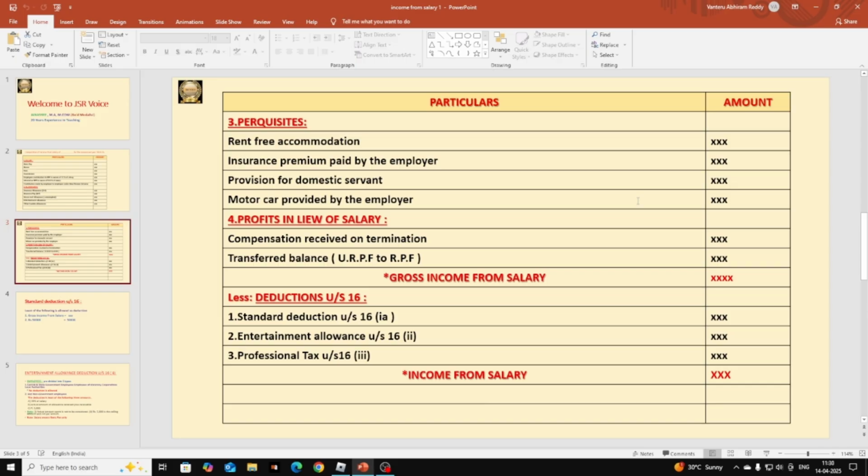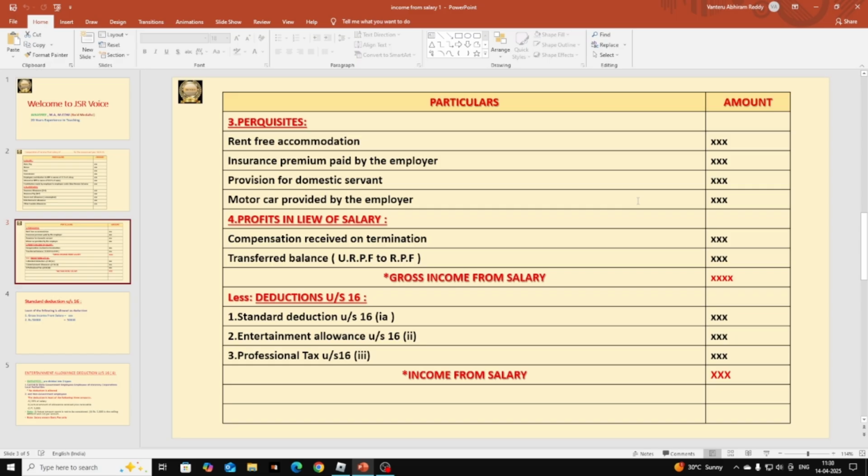Employer is providing house to employee. Employee need not pay any rent to the employer. So free of rent. That is known as rent free accommodation. That is one of the perquisites. If employer provides any rent free accommodation, we should record under perquisites.